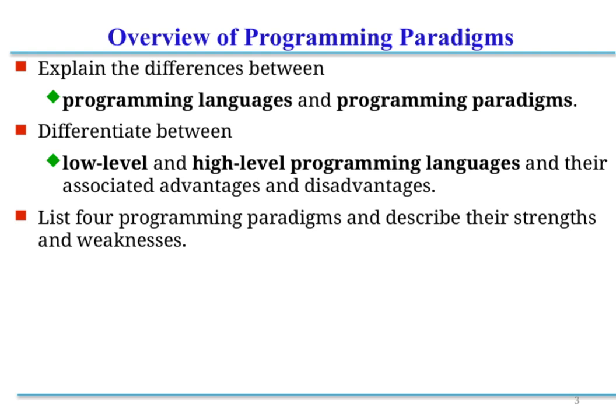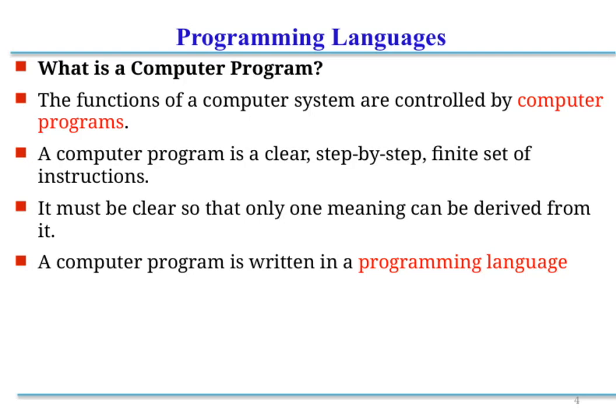Understanding these paradigms helps us choose the right approach for different problems, aligning with our overall goal of writing efficient, maintainable software. So, what is a computer program? Well, the functions of a computer system are actually controlled by these programs. Think of a computer program as a set of instructions that tell the computer exactly what to do. It's important that these instructions are clear and precise, so that only one meaning can be derived from them. This clarity ensures the computer can follow the instructions without any confusion.